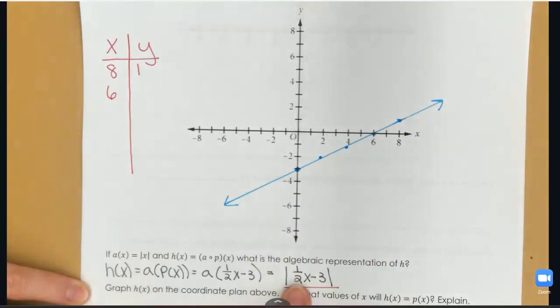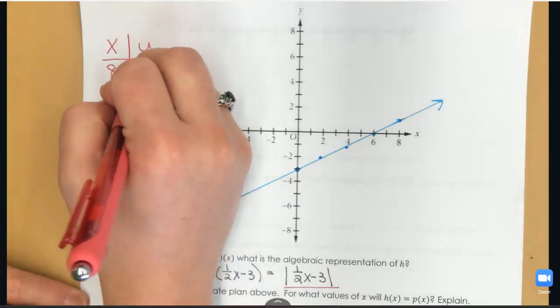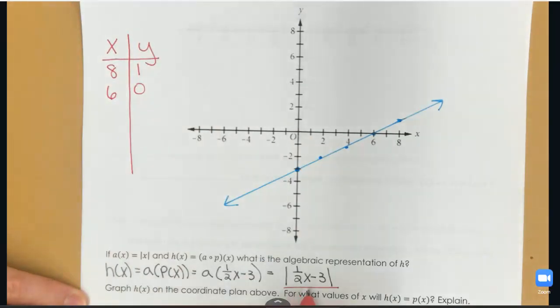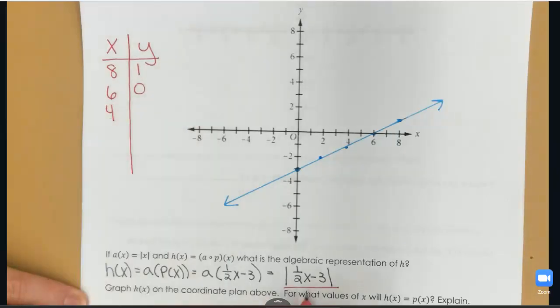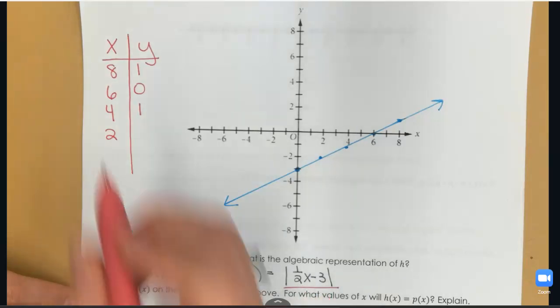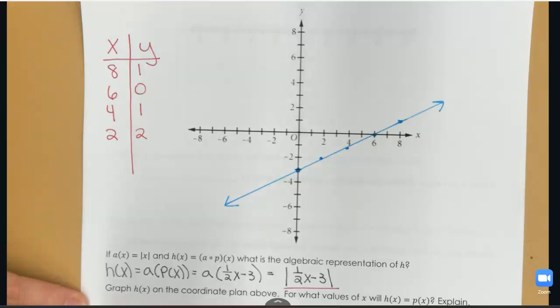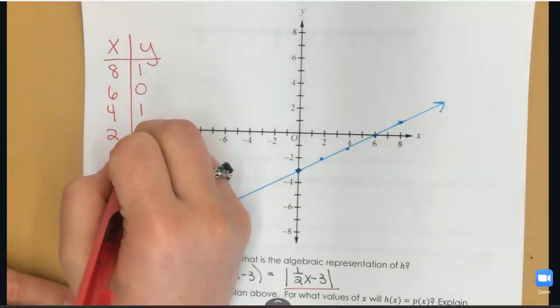6, 1/2 times 6 is 3. 3 minus 3 is 0. The absolute value of 0 is 0. 4 times 1/2 is 2. 2 minus 3 is -1, but the absolute value of -1 is positive 1. Going to keep with even numbers. 2 times 1/2 is 1. 1 minus 3 is -2. The absolute value of -2 is positive 2. And then 0, 1/2 times 0 is 0. 0 minus 3 is -3, but the absolute value of that is positive 3.